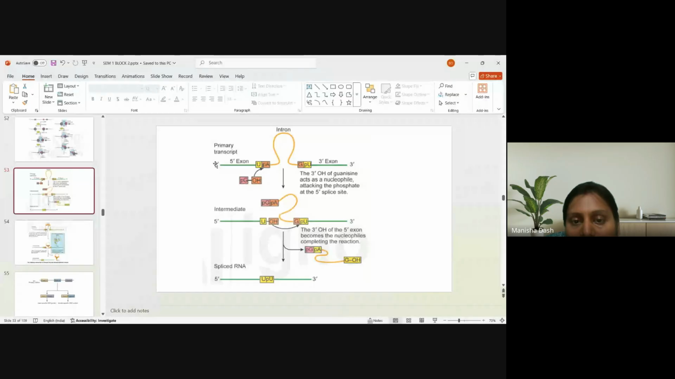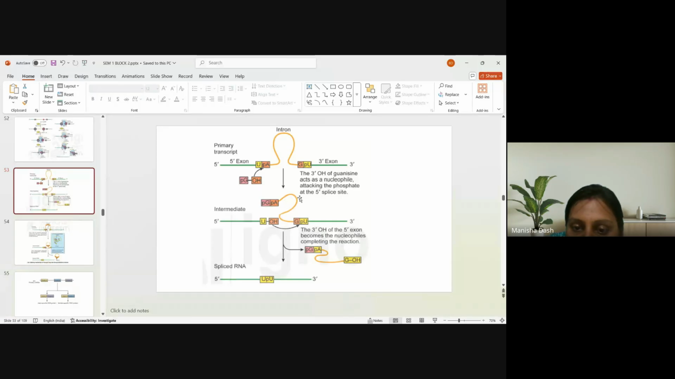So this is the 5' end, this is the 3' end, and for this particular exon, this is the 5' end, this is the 3' end. Here, as you observe, this 3' end has an OH group. And what other factor is present here? There is a guanine along with the OH group. So this guanine along with the OH group will be attacking this part, and ultimately the 3' OH of the 5' exon becomes the nucleophile, completing the entire reaction.